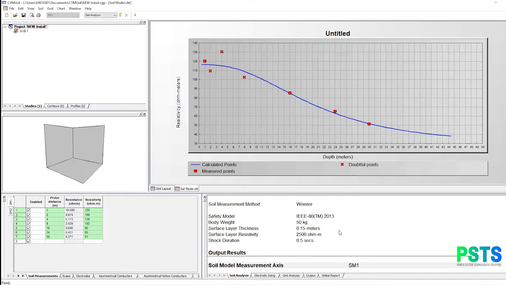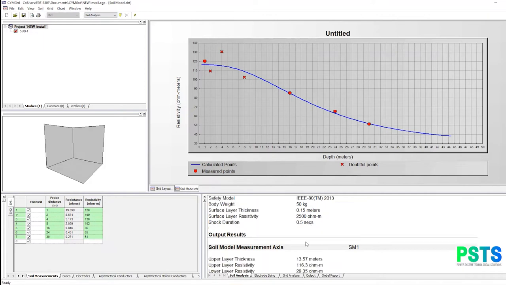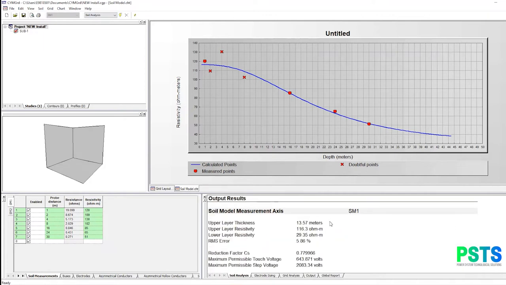If I make this one bigger, it tells me that this is what I use. I use body weight 15, surface layer so and so, 2,500 ohm meters, and the shock duration 0.5 seconds. This is the data I've entered. And this is what the soil results were: at 13.57 meters depth, I have 116.3. Below that, I have the water table, which is like 30 ohm meters. Normally when you're at 20 or 30 or 40 ohm meters, it means you're getting close to the water table, a wet soil. My error is only 5.86%, which is very good.